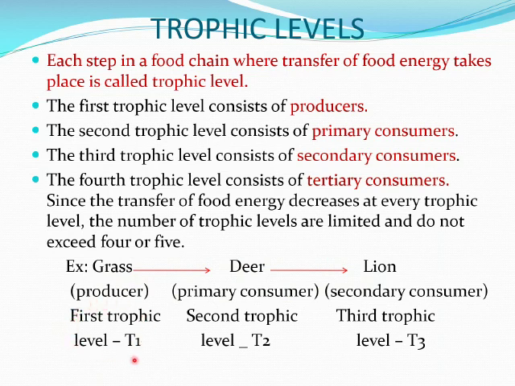It can be represented as T1. Deer is a primary consumer, the second trophic level, T2. Lion is a secondary consumer, it comes under the third trophic level, and it is T3. So these levels are called trophic levels, and these are the steps in the food chain. Each step where the transfer of energy takes place from one level to another level is called a trophic level.